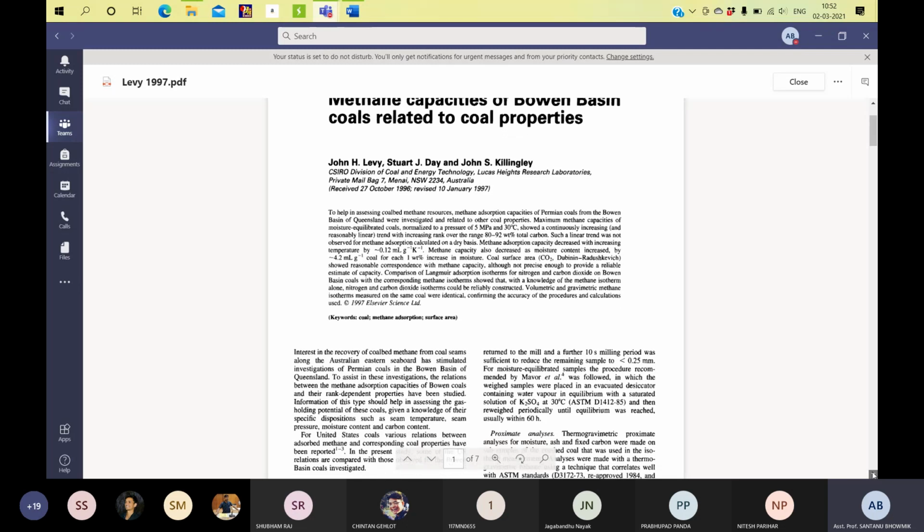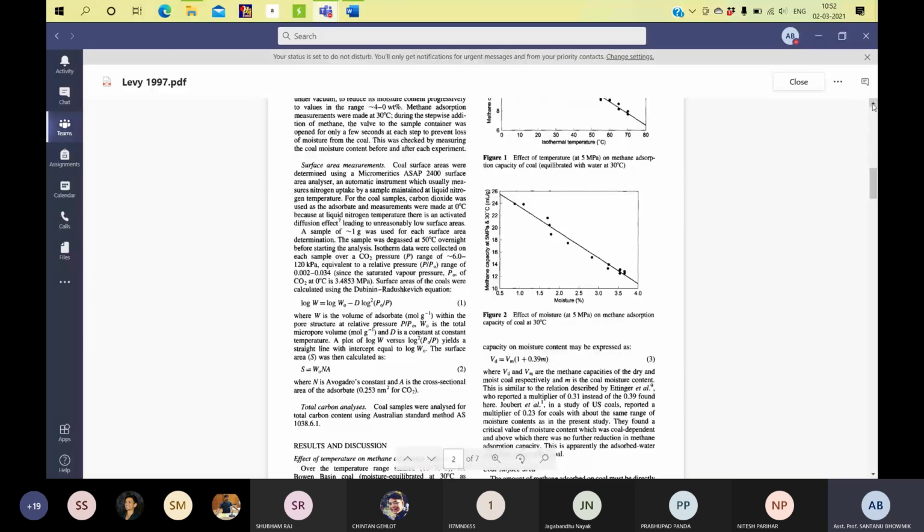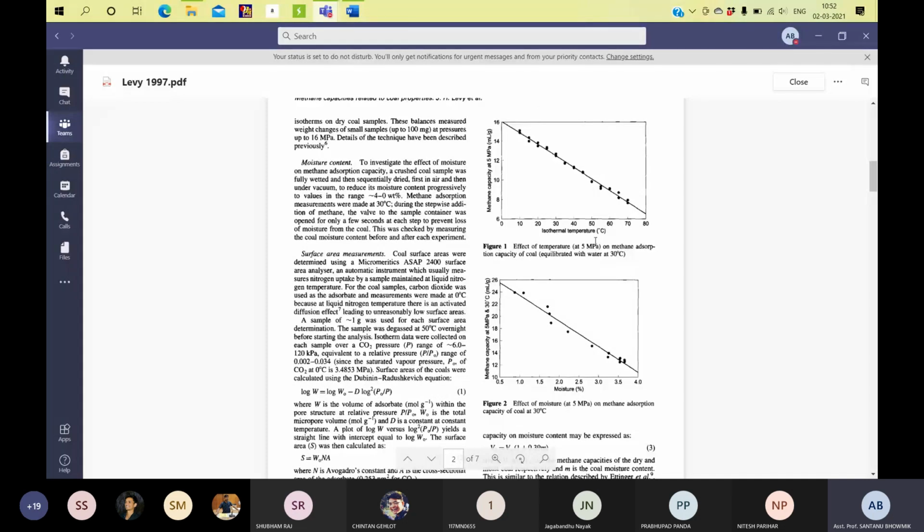Now let us see the results. This is the first result, with ascending temperature against the methane capacity. You know that temperature affects the capacity inversely, so obviously with increasing temperature the capacity is going to decrease. The next is moisture. Moisture is very sensitive for the adsorbent capacity, very detrimental. So an increase in moisture content again shows a much lower adsorption capacity.